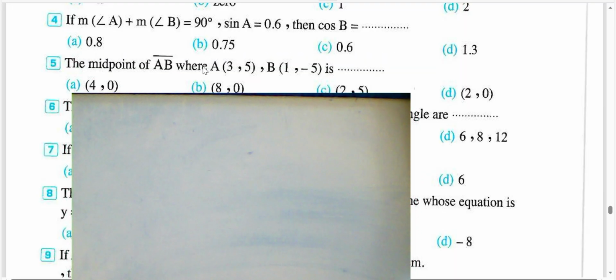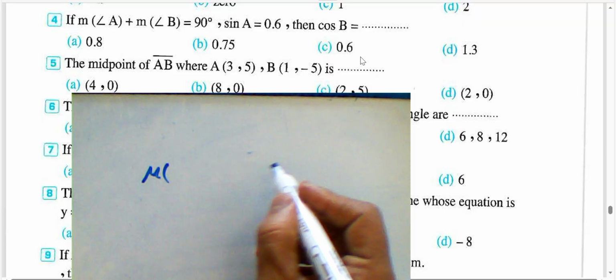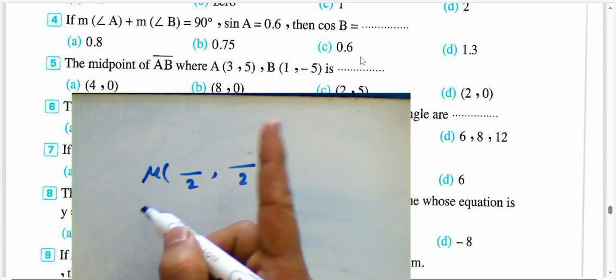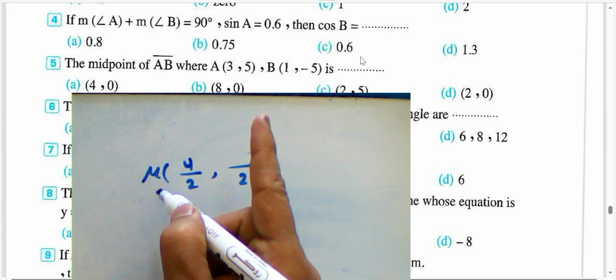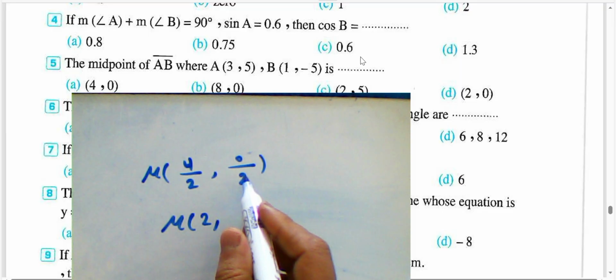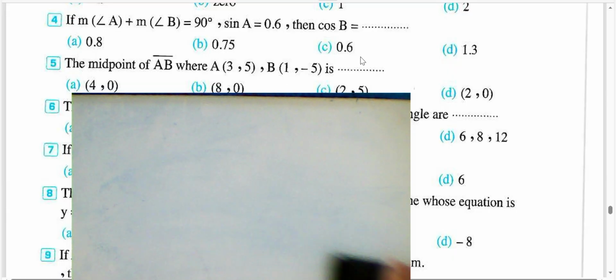The midpoint of AB where A is (3, 5) and B is (1, -5). The midpoint lies at M. We add 3 plus 1 equals 4, and 5 plus negative 5 equals 0. 4 divided by 2 equals 2, 0 divided by 2 equals 0. Choose (2, 0), letter D.